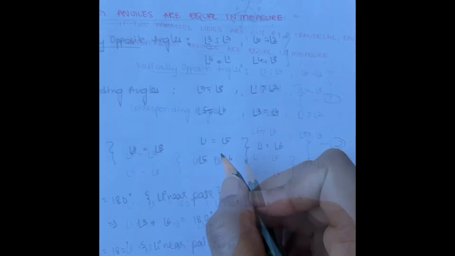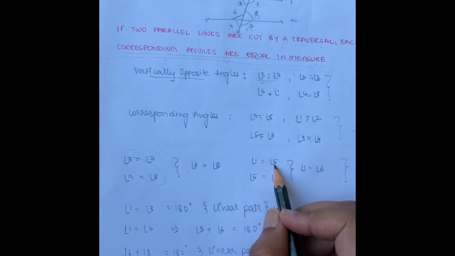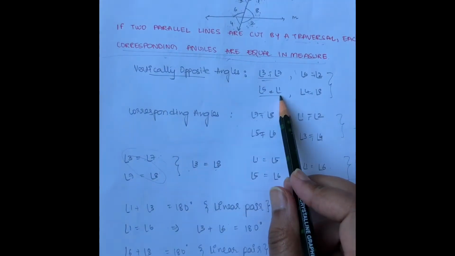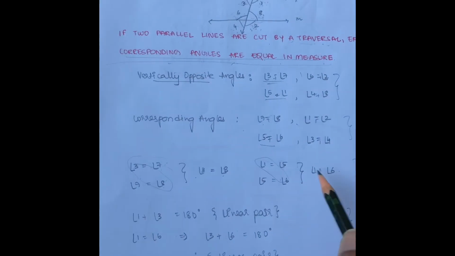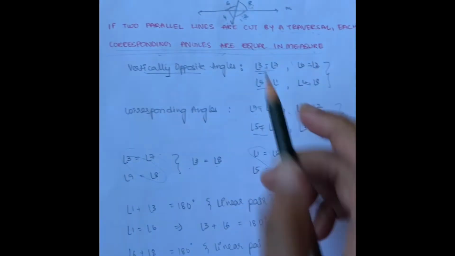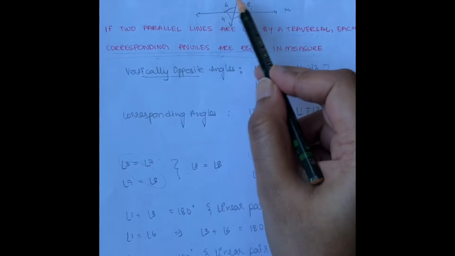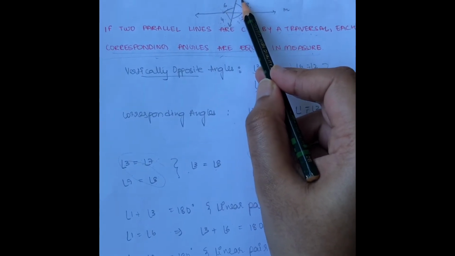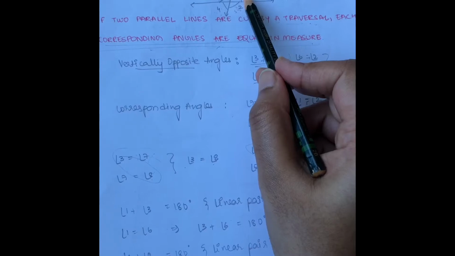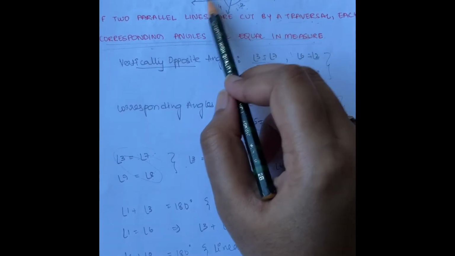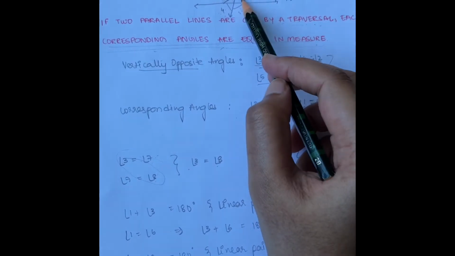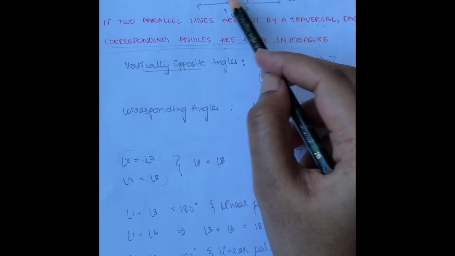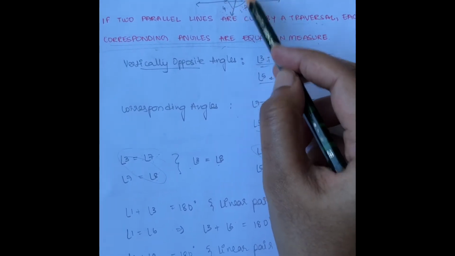Similarly, 1 is equal to 5 and 5 is equal to 6, so 1 is equal to 6. So 1 and 6 are a pair of alternate interior angles. So from this result, we have that when parallel lines are cut by a transversal, then the pair of alternate interior angles are equal. These two.